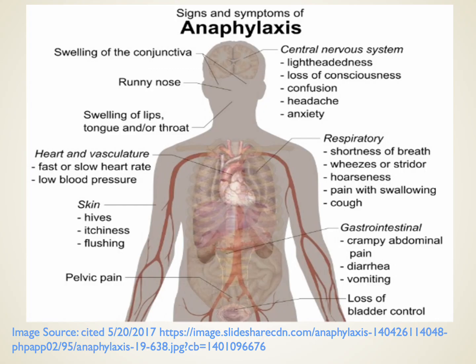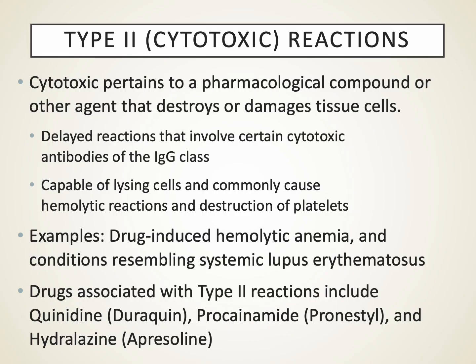Here's a pictorial of that. The classic presentation might start with an itchy or runny nose and very quickly move toward some of these other issues. You could have skin hives and itching. You can have swelling in the perioral area. You could have pelvic pain. You can have loss of consciousness, all of those respiratory symptoms, as well as diarrhea, vomiting, crampy abdominal pain, and even loss of bladder control. That's anaphylaxis, type 1.